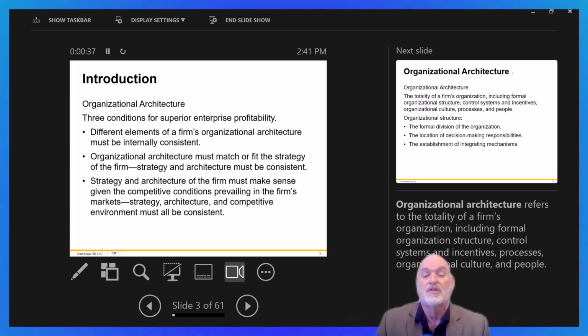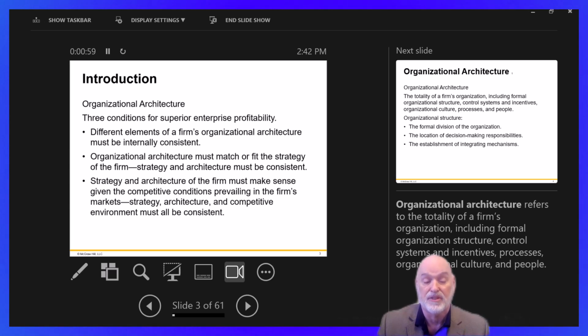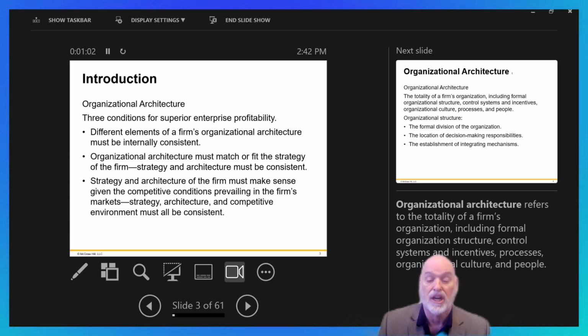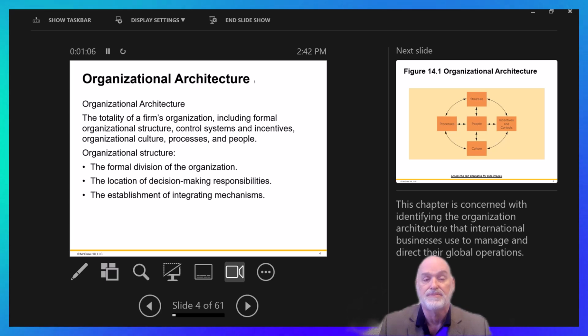Three conditions for superior enterprise profitability. Different elements of a firm's organizational architecture must be internally consistent. Organizational architecture must match or fit the strategy of the firm. Strategy and architecture must be consistent. Strategy and architecture of the firm must make sense given the competitive conditions prevailing in the firm's markets. Strategy, architecture, and competitive environment must all be consistent.